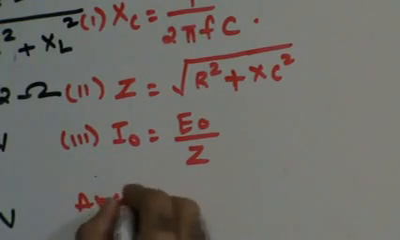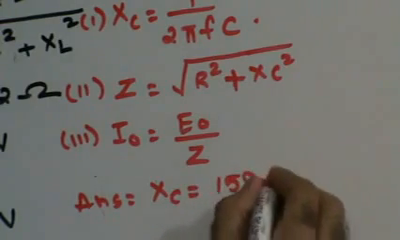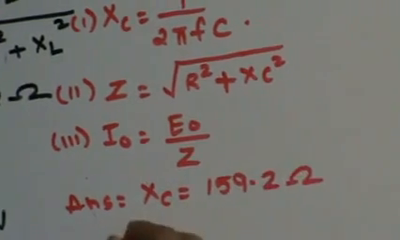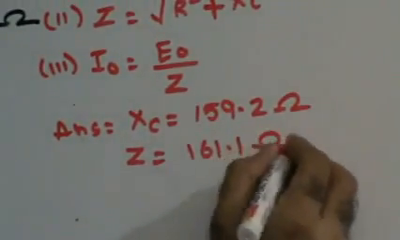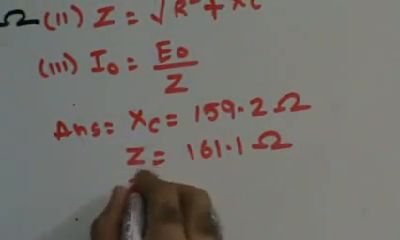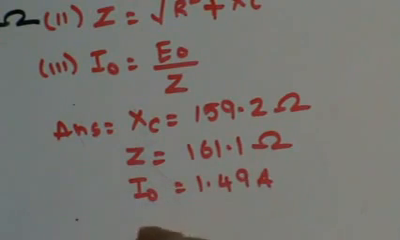The answer for this should be: capacitive reactance is 159.2 ohms. Then impedance is 161.1 ohms. And peak current is 1.49 amps. Next, take our next one please.